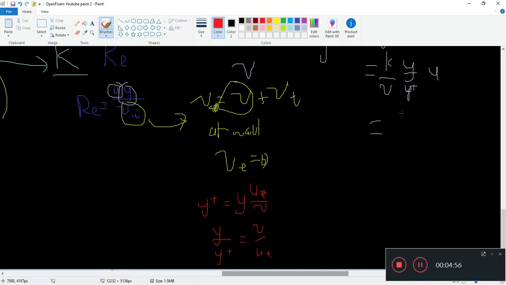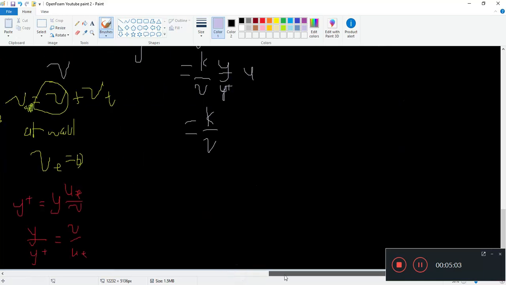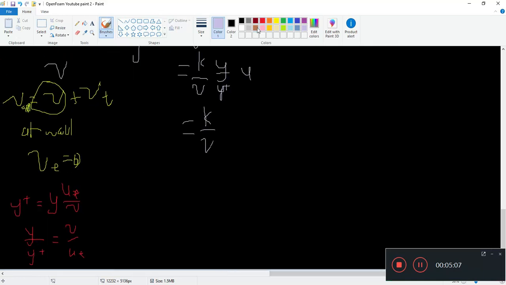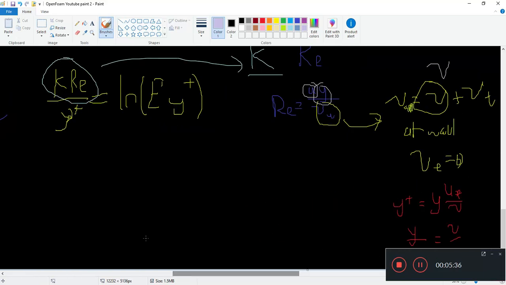So k over nu, times y over y plus, which is nu over the friction velocity, times u. The viscosity cancels out, and u over u star is just u plus. So the whole thing on the left side is just kappa u plus. Kappa u plus equals ln E y plus.